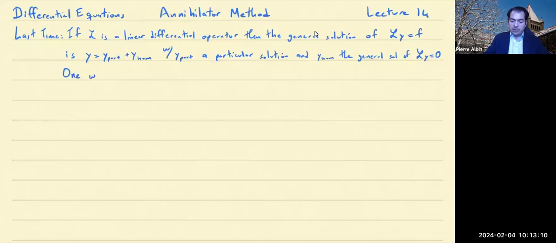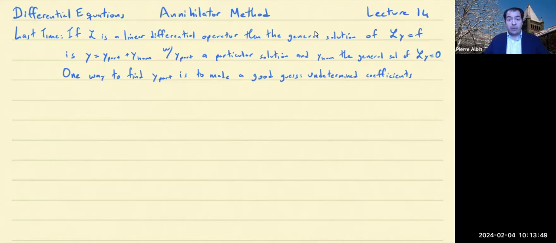So what we talked about last time is one way to find the particular solution is to make a good guess. We called our method of making good guesses the method of undetermined coefficients. What we did was stare at the right-hand side, F. Based on what that looked like, we made a good educated guess as to what a particular solution might look like. This guess involved some undetermined coefficients. So we just plug this guess into this equation and use that to determine the coefficients.